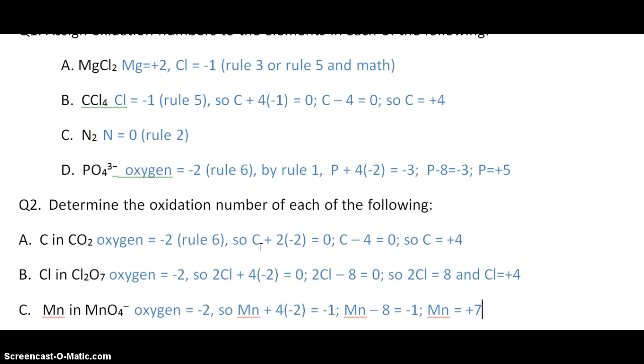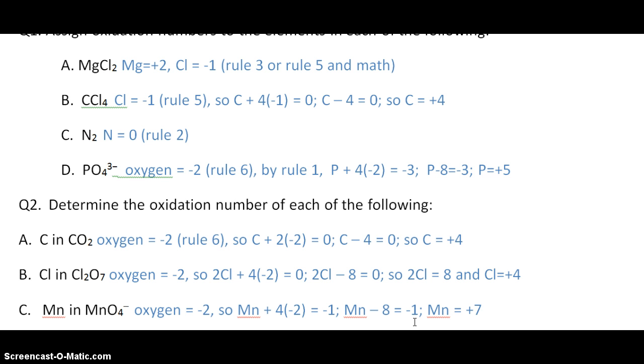Last one, home stretch. Manganese in the permanganate ion. It's a polyatomic ion, so the sum of the oxidation numbers must equal -1. Oxygen, once again, is -2. There is no rule for manganese, so we have to do some math. In this case, the oxidation number of manganese plus 4 times the oxidation number of oxygen is equal to -1. So you do the math, you find out that manganese minus 8 is equal to -1. And if you add 8 to both sides, you find out that the oxidation number of manganese is +7.